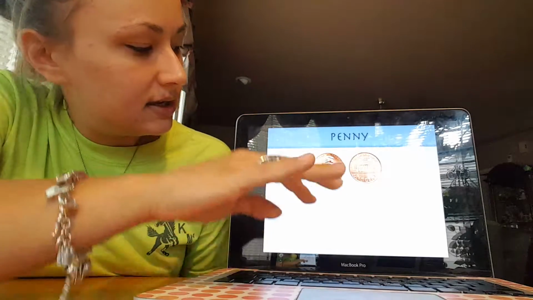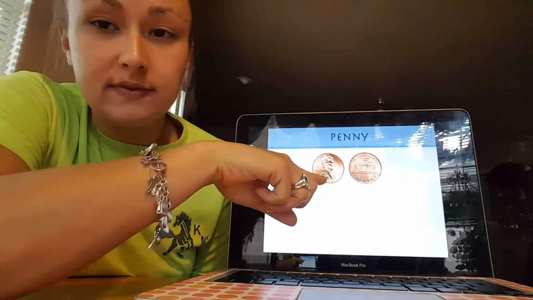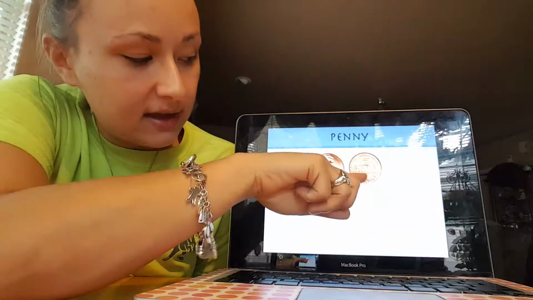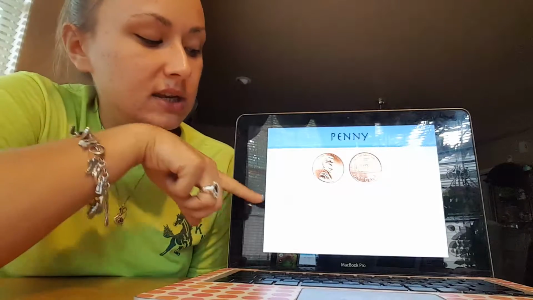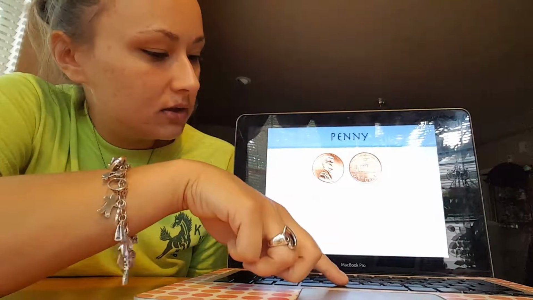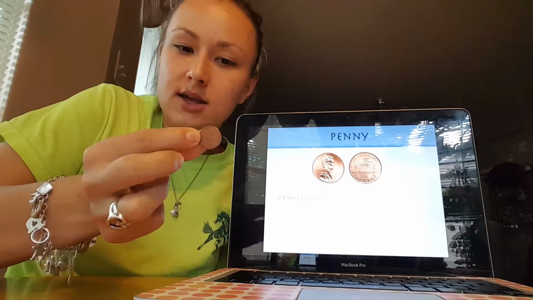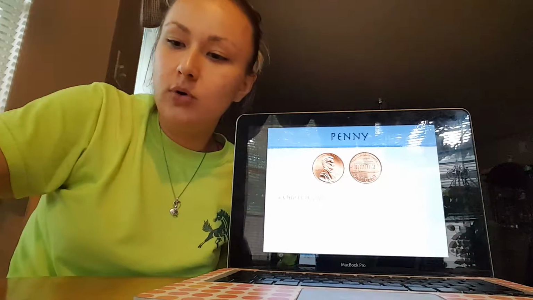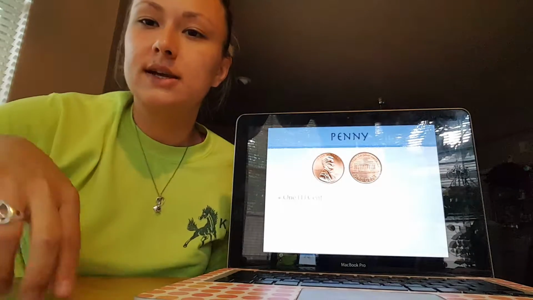Okay, and then this is a penny. This is the front of the penny. This is the back of the penny. This is Abraham Lincoln, and each penny is worth 1 cent. Here's the front, and here's the back. And I'll go ahead and pass that around so you guys can look at it.